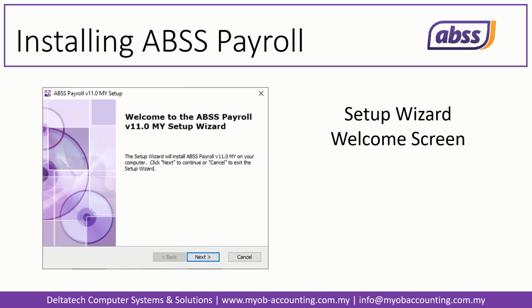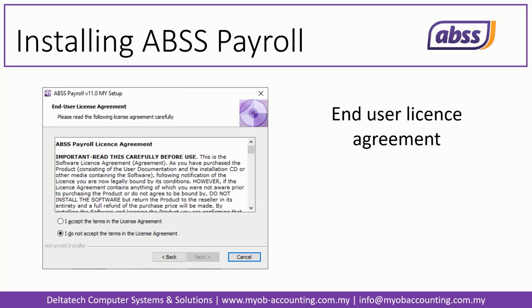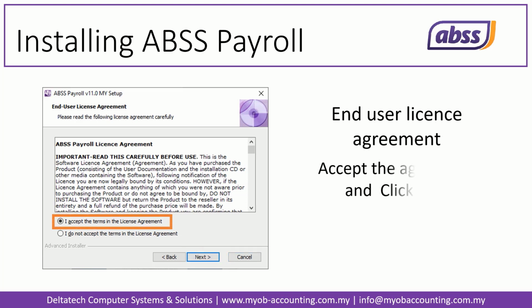You should now see the ABSS Payroll Setup Welcome screen. Click on Next. In the next screen, you will be shown the ABSS Payroll End User License Agreement. You must accept this agreement to continue with installation. Notice that the Next button is disabled. You will not be able to click on it until you accept the agreement. Select I accept option, then click Next.